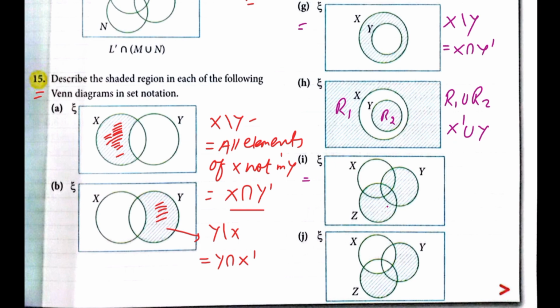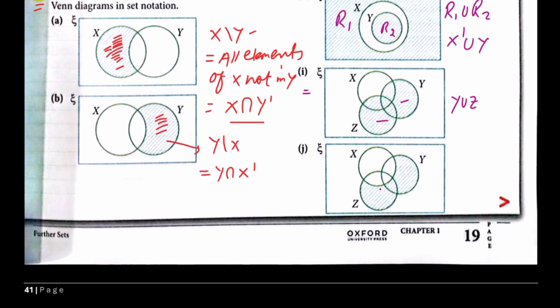I is very simple. Simply there are the two circles fully shaded, y and z. So this is y union z here. What is J? In J you can see everything is shaded other than x, and there is a non-shaded area inside the rectangle. So actually this is the intersection of x complement intersection y union z.